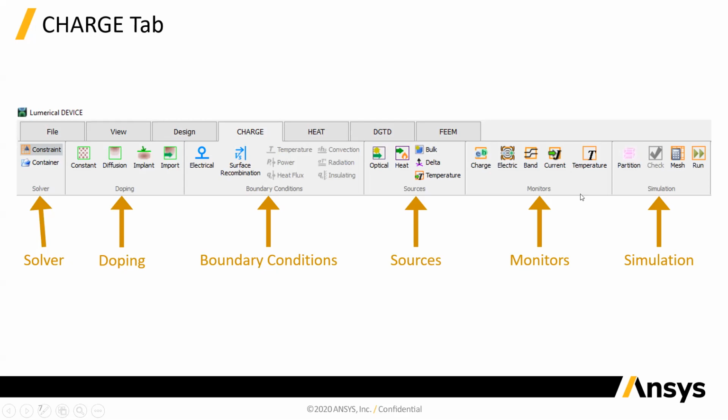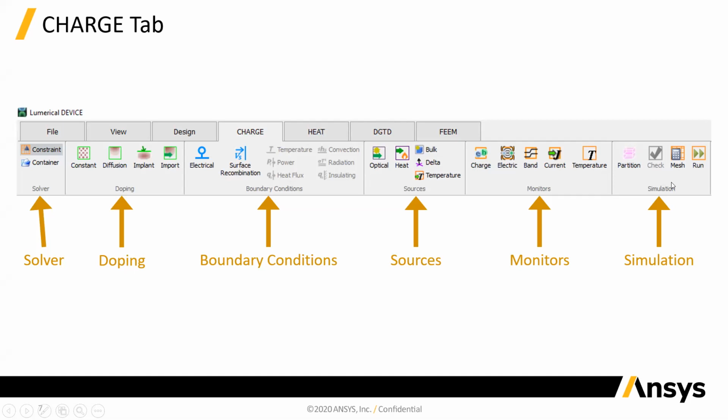In terms of monitors, there are different kinds of monitors. So you can capture the charge density profile inside your device using this one, the electric field profile, band structure, current density, and also if you're doing electrothermal simulation, then maybe you're transferring a lot of current through your device, and that's heating it up due to Joule heating. And so you may want to put a temperature monitor on top of your device and capture the temperature map as well.